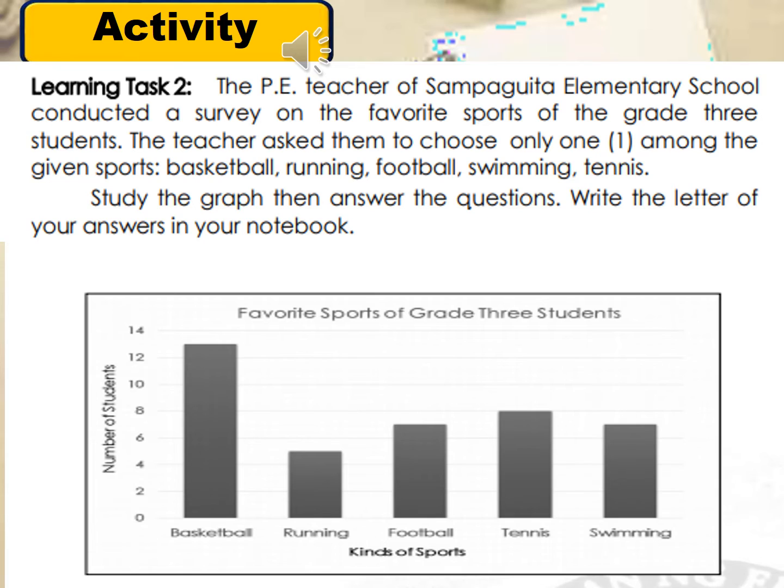You can see the basketball is between 12 and 14, so it means it's 13. Now running is between 4 and 6, so it means 5. Now how about football? Football is between 6 and 8, so it means it is 7. Tennis is 8, and swimming is the same as football.